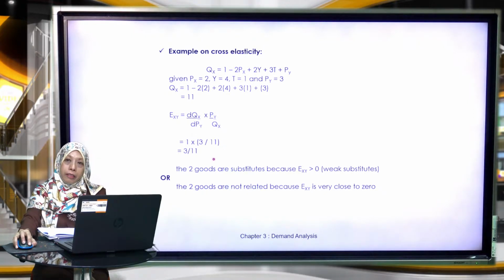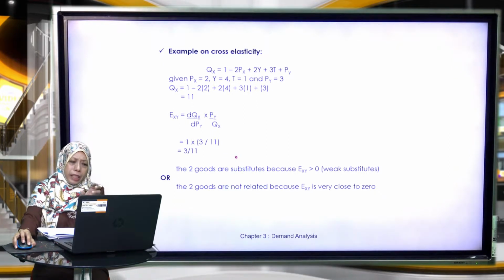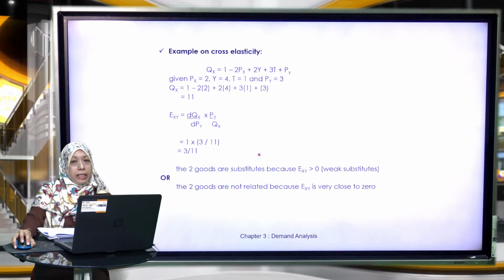Now 3 over 11 is a positive value, so you can say that products X and Y are substitute products. But because the value is very close to 0, you can say that they are very weak substitutes. So it almost has no relationship at all.